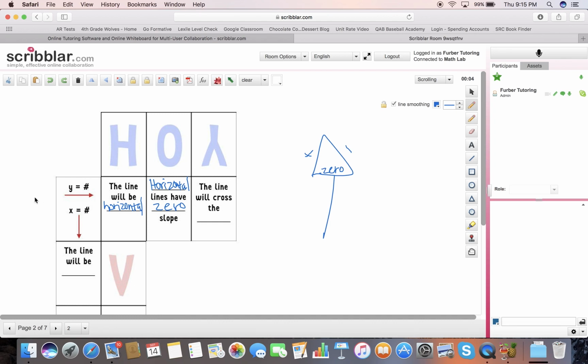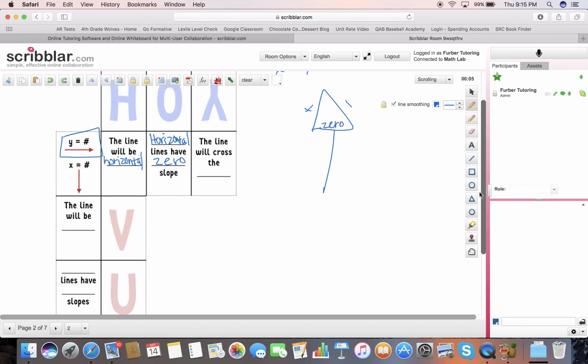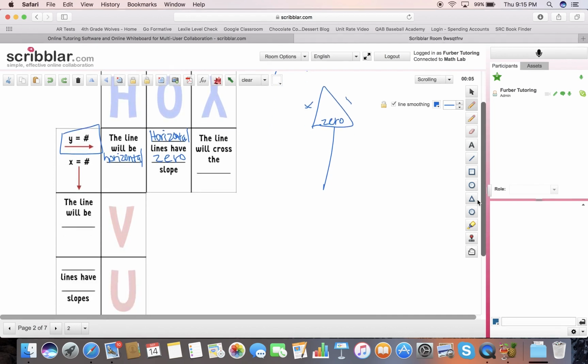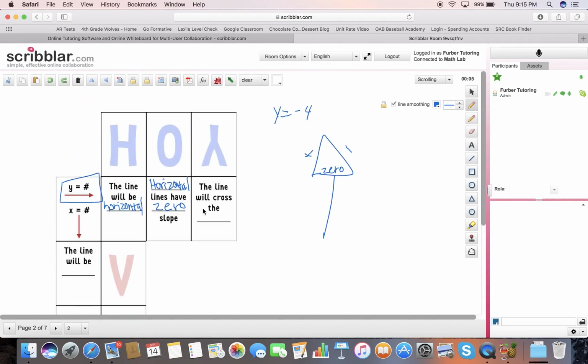The Y just basically coincides with the fact that we have y equals something as the equation of the line. So if you see just a y in the equation of the line, the word that has a y in it is HOY. That means this is going to be a horizontal line and it will cross the y-axis.